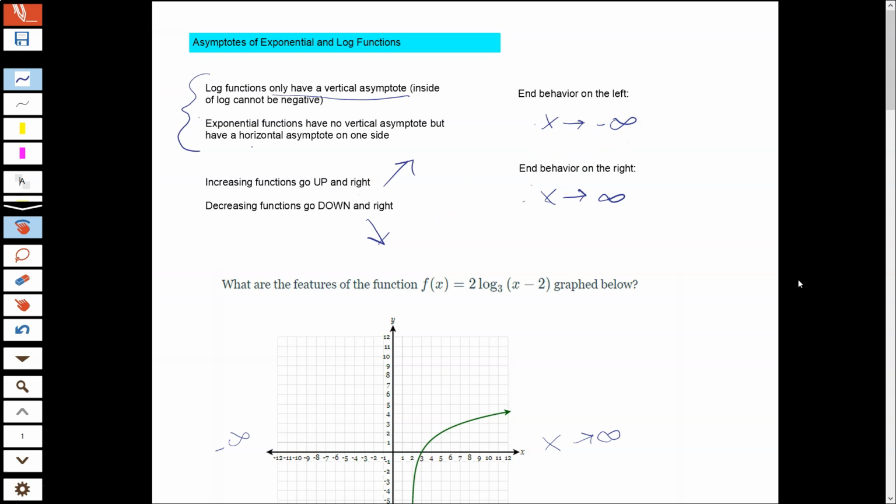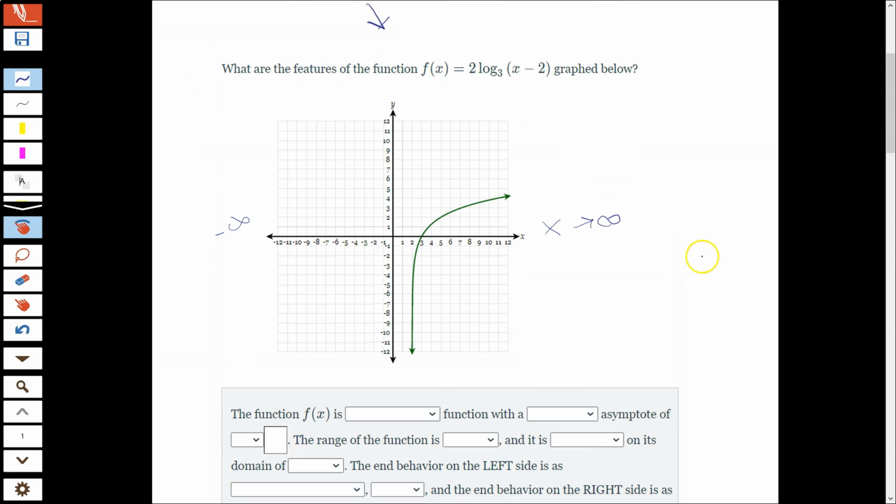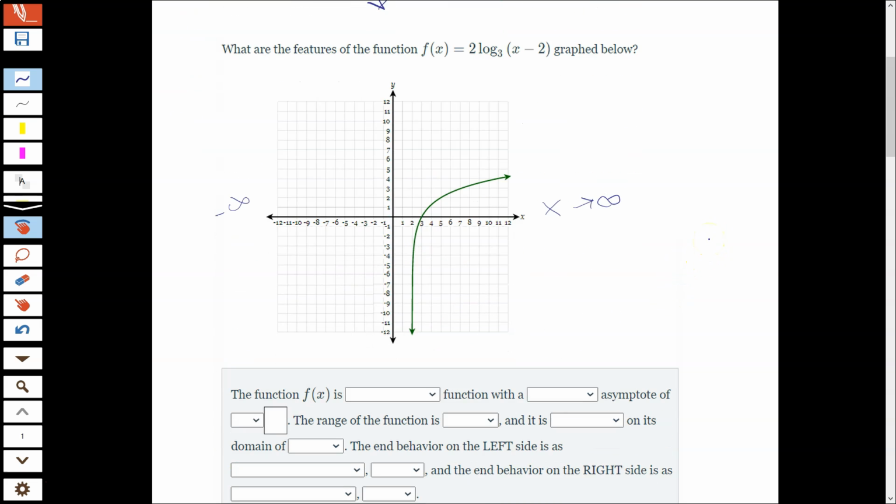All right. Let's take a look at our first function here. I will fill this out as if I'm doing the Delta Math, fill in the blanks, so you can see what it should look like. So what are the features of the function graph below? Well, the first thing we need to decide is you'll pick between exponential or logarithmic. And this one is clearly logarithmic because it's got a log in it and no exponent in it. That's all it is. So you can look at the function.